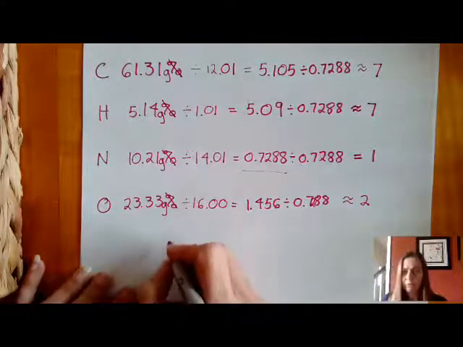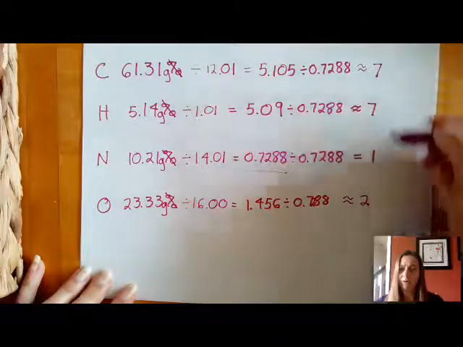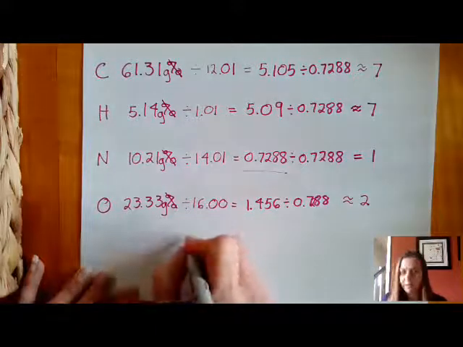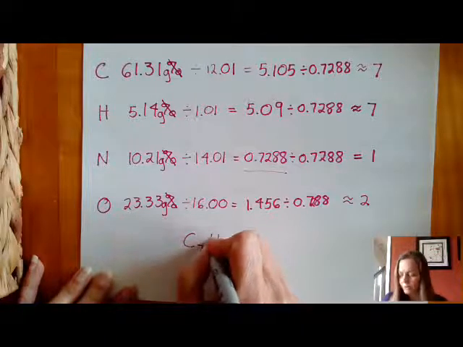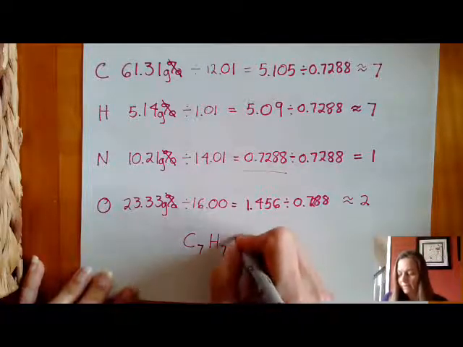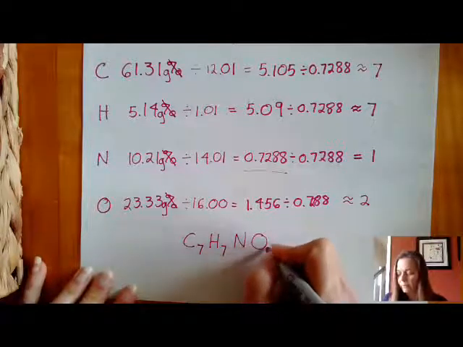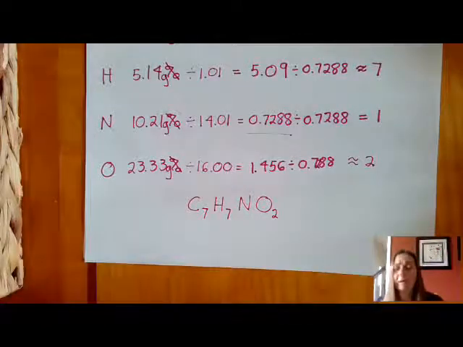In our last step, because we don't have any fractions, these are all integers, I don't have to multiply by anything. So my last step is that this is C7H7NO2, and we don't have to put a subscript 1 on the N. That would be the empirical formula for para-aminobenzoic acid.